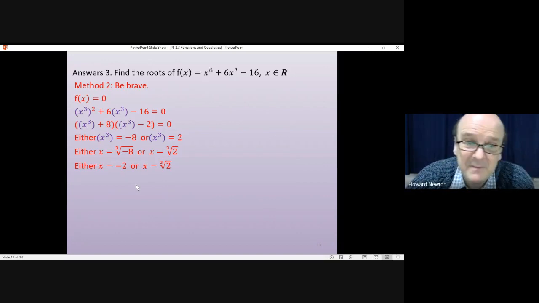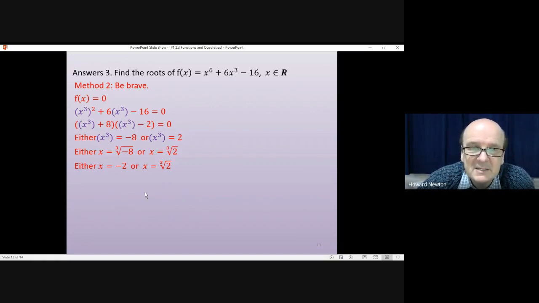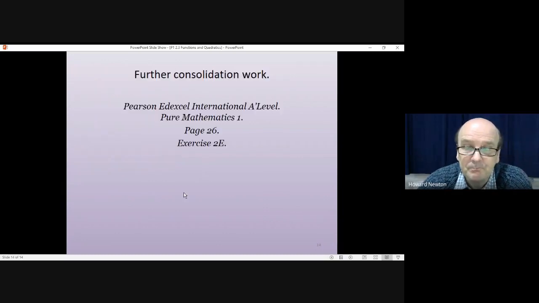Now, as I said before, I think use whichever method you find easiest to understand and easiest to do. So you either do a substitution where you choose to say y equals x cubed, or you choose not to do the substitution, but you just use x cubed as your variable in the question.